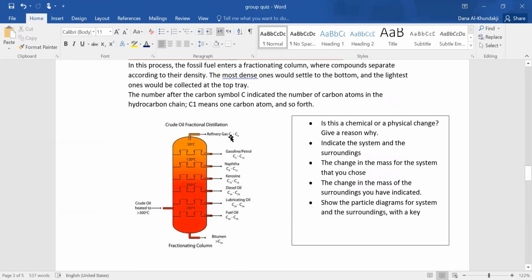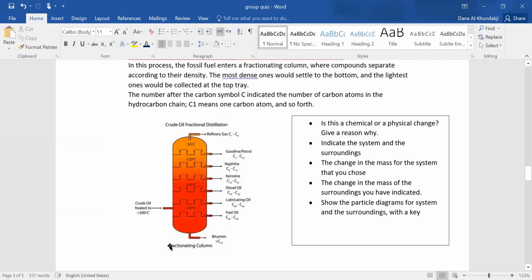So C1 is CH4. If we say C4, then this means that we have 4 carbons. The more carbon atoms we have, the more dense it becomes, because it has more mass and volume, and therefore the density is going to increase. But here, we're focused more on the mass. So tell me, is this a chemical or physical change, the separation over here of the crude oil when it enters and gets separated in this fractionating column?